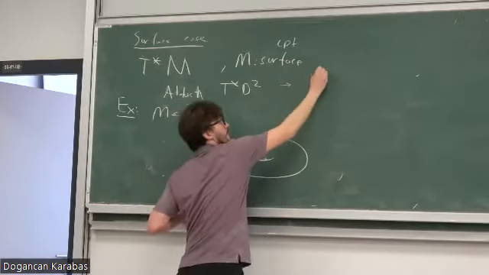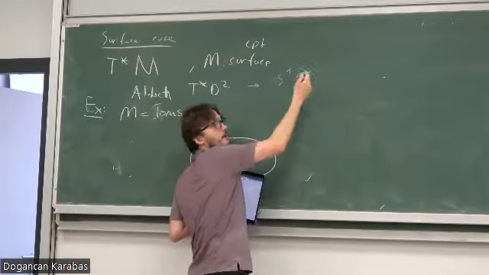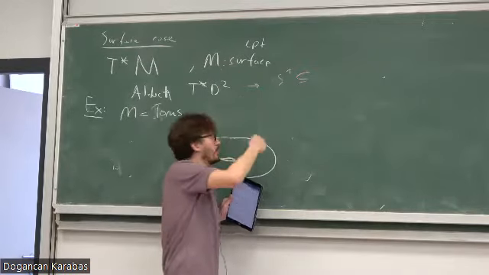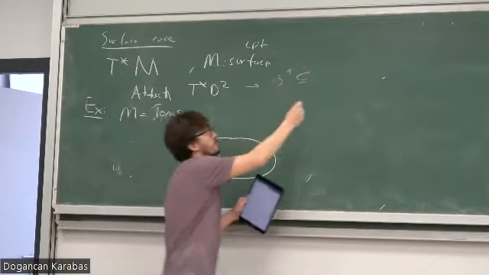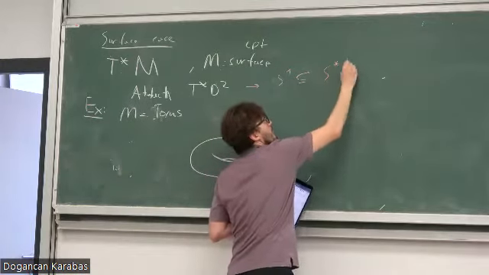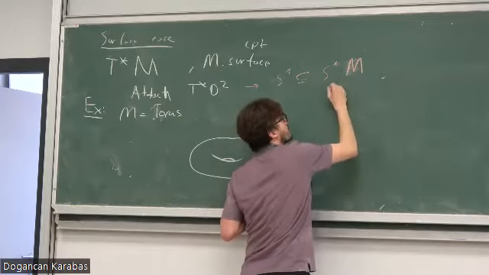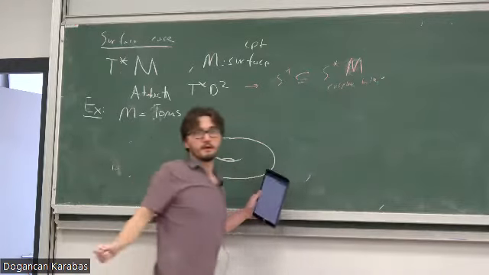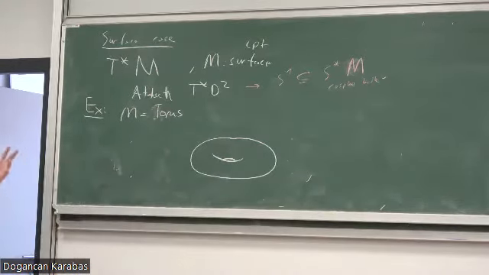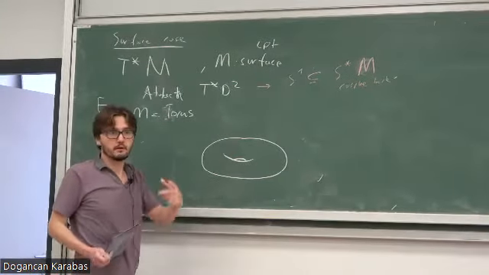Boundary of D2, so it's S1. So I need to give S1 on where? In the contact, in the infinite boundary of this T star torus, which is the sphere bundle of the torus. Sphere bundle. And what is the co-sphere bundle? Again, points on this with directions, right?